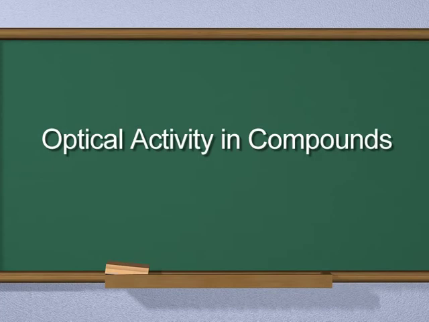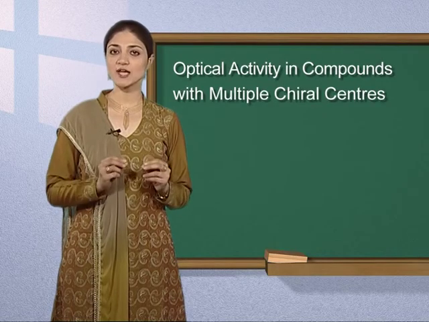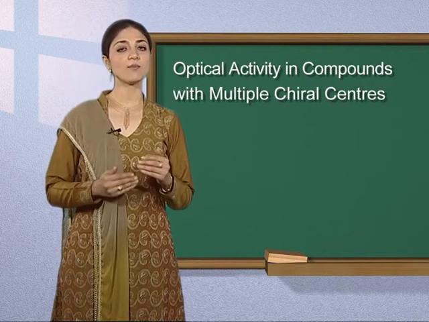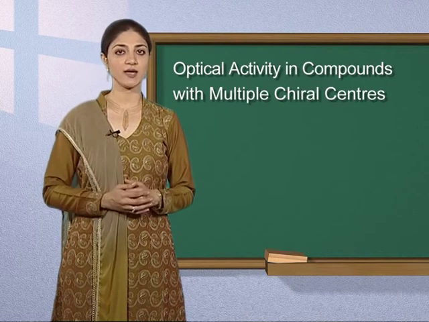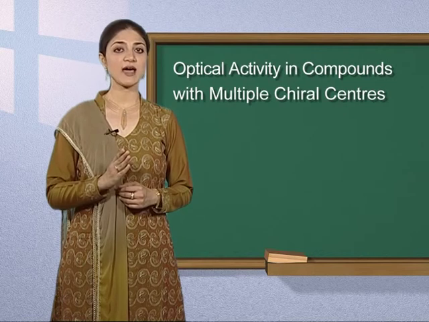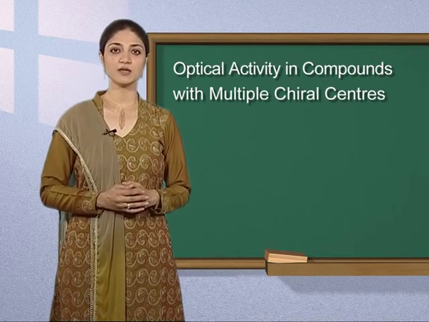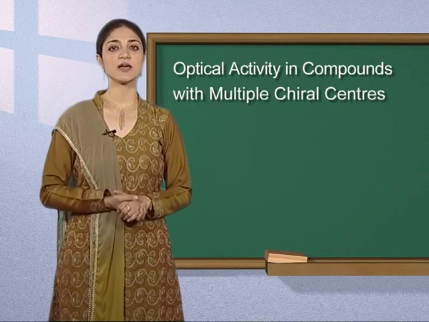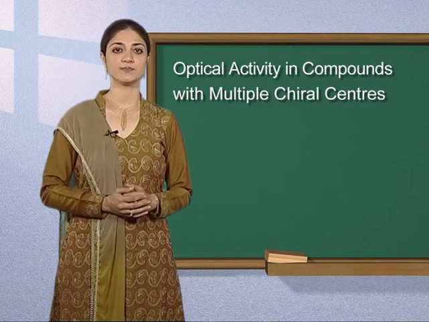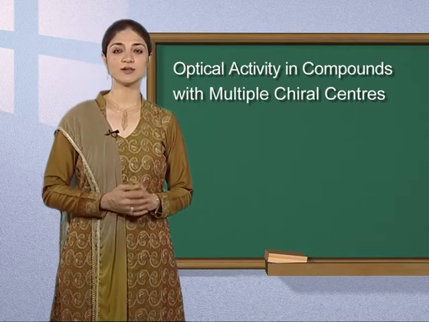Optical activity in compounds with multiple chiral centers. If an organic molecule has a chiral carbon, the molecule can be chiral or achiral, depending on whether it has an element of symmetry or not. For example, in tartaric acid, there are 2 chiral carbons and the molecule is symmetrical. It can exist in 3 different forms as we will learn just now.